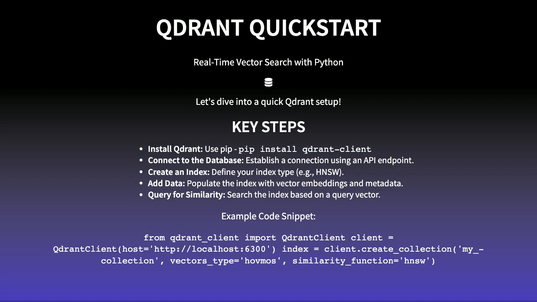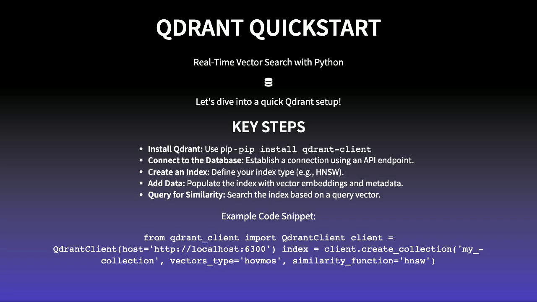We're going to walk through a super quick setup so you can start experimenting with real-time vector search. First, we need to install the Qdrant client library using pip. It's really simple. Then we connect to the database, which is typically running on localhost at port 6300.